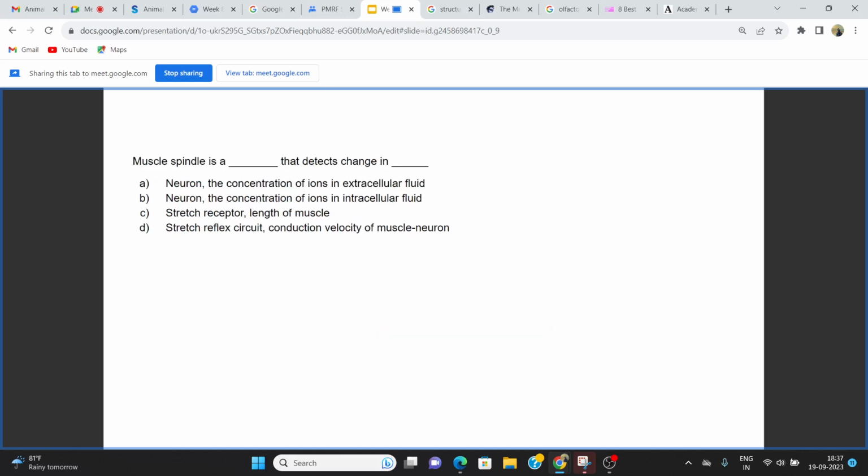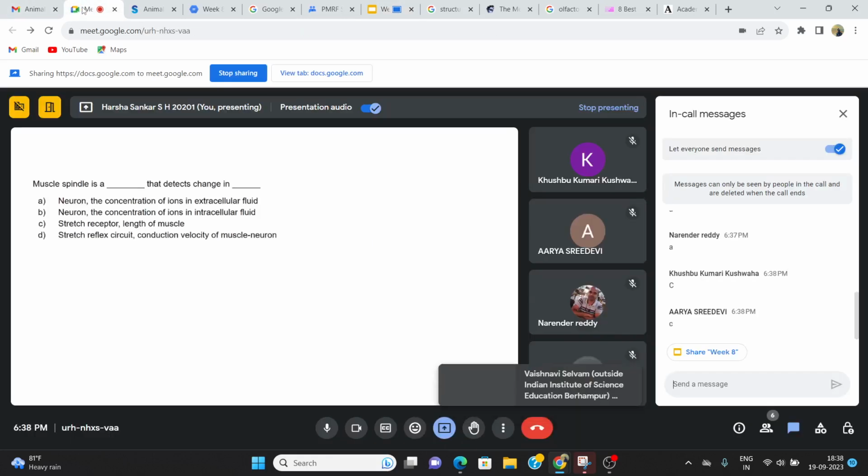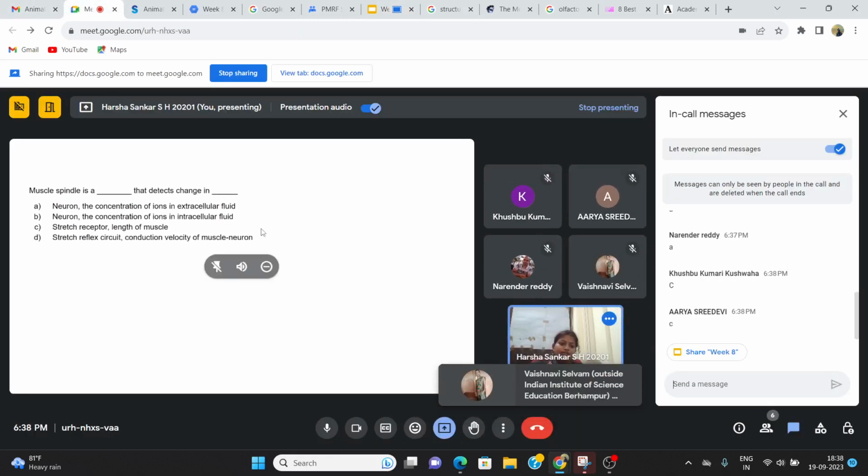Muscle spindle is a dash that detects change in dash. Option A, neuron, which detects the concentration of ions in extracellular fluid. Option B, again a neuron, but it detects the concentration of ions in intracellular fluid. Option C, it's a stretch receptor, which detects the length of muscle. Option D, it's a stretch reflex circuit, which can detect the conduction velocity of muscle neuron. What is the correct option?